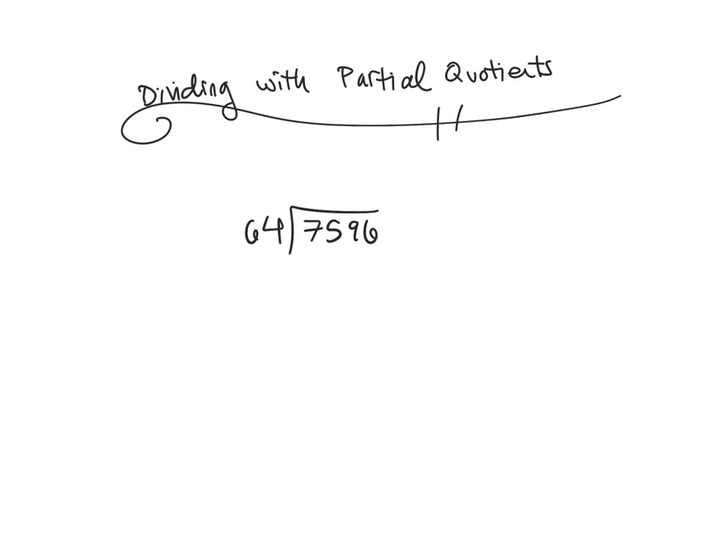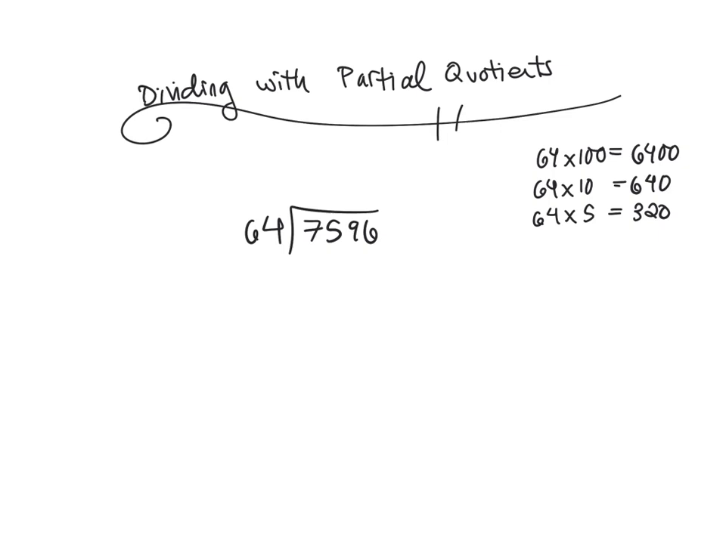So this is a pretty hard division problem, and I'm going to use partial quotients to make it easier. A helpful first step when you're working with partial quotients is just to write down your number multiplied by 100, by 10, by 5, whatever you think you might need based on your dividend.